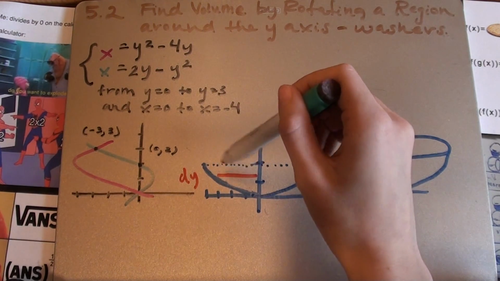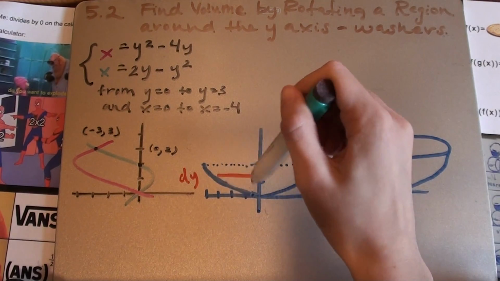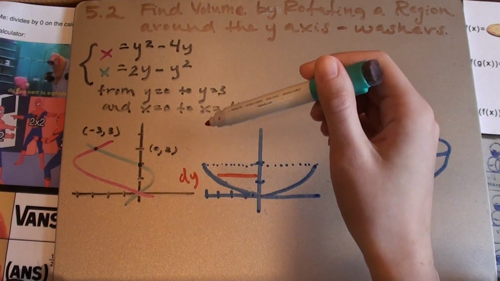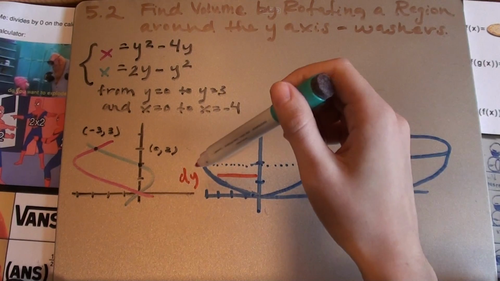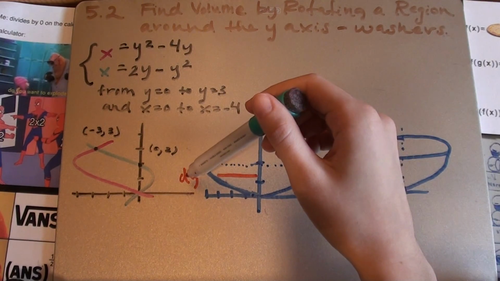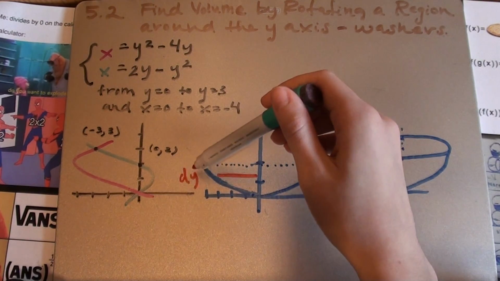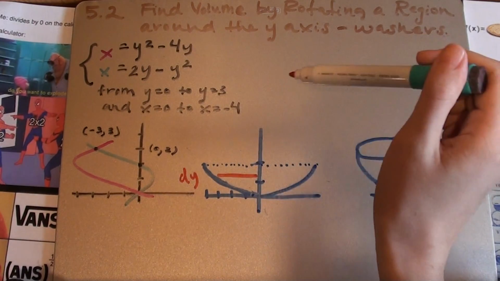And so therefore, what we would have done to find the area of this piece is integrate, multiplying our function by our width dy within our bounds.